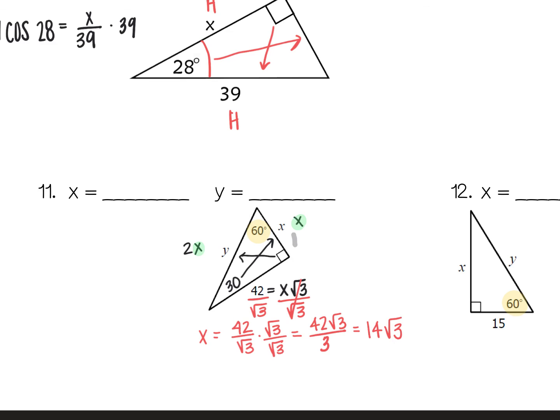So here I have 14 radical 3. Here I have 2 times 14 radical 3, and 2 times 14 is just 28 radical 3. So in my y answer blank, I put 28 radical 3. In my x answer blank, 14 radical 3.